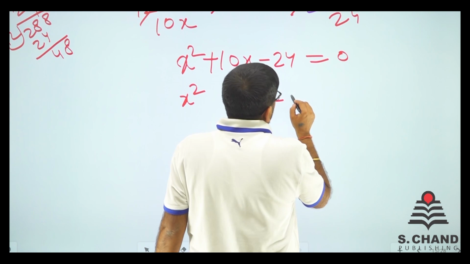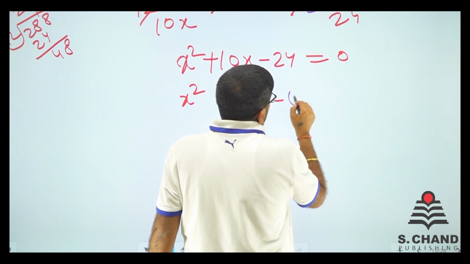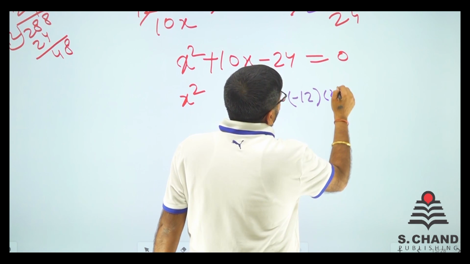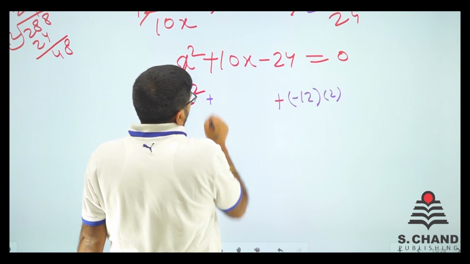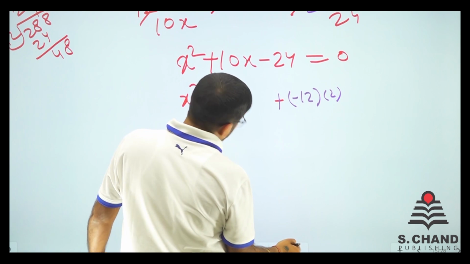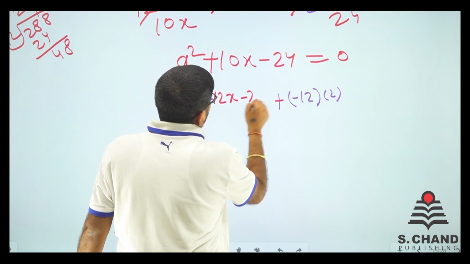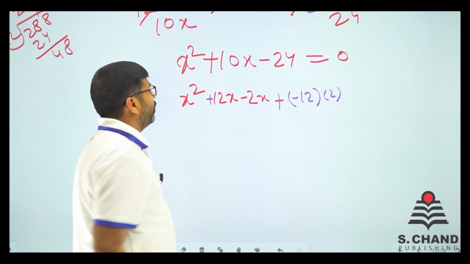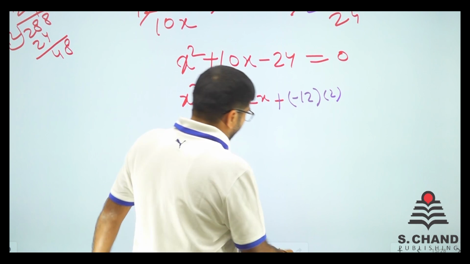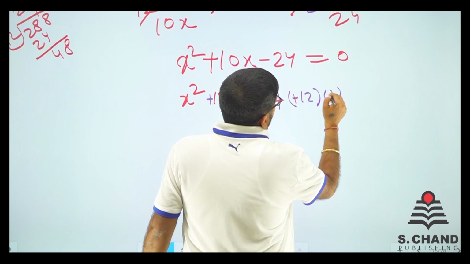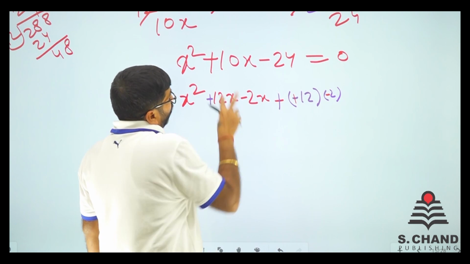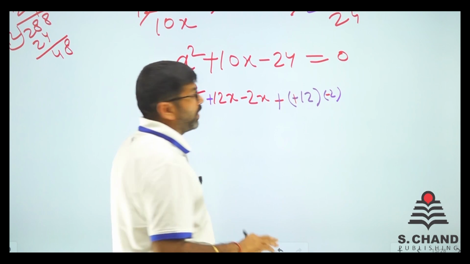So I can write plus here minus 12 and 2, and I can write 12 minus 2. 12x minus 2x here. So 10x can be written as 12x minus 2x, and this is minus 12. So what I do is I put plus 12 and minus 2 here. So 12 into minus 2 is minus 24. So we have got two types of equation here.